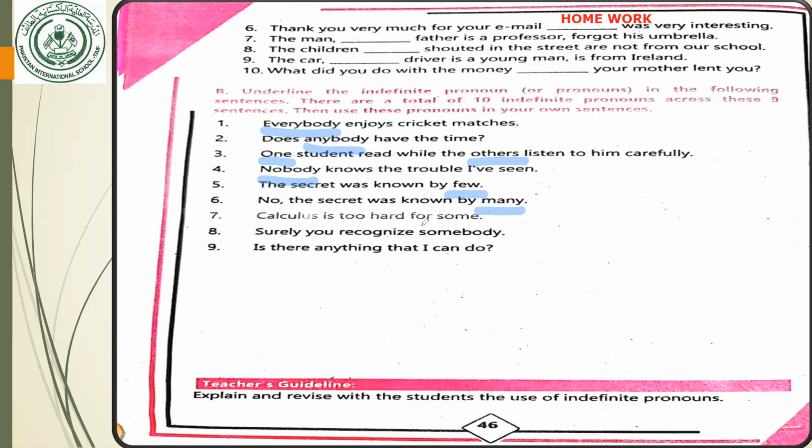Number 7, calculus is too hard for some. So what will be here, dear students? Yes, calculus is too hard for some. So some is over here. And then number 8, surely you recognize somebody. Somebody is an indefinite pronoun. Is there anything that I can do? So anything is over here. So dear students, it's all about that the indefinite pronoun means we are not going to point out someone, this and that, or he or she, but we say anyone, someone, nobody, anybody, everybody. This is called an indefinite pronoun.